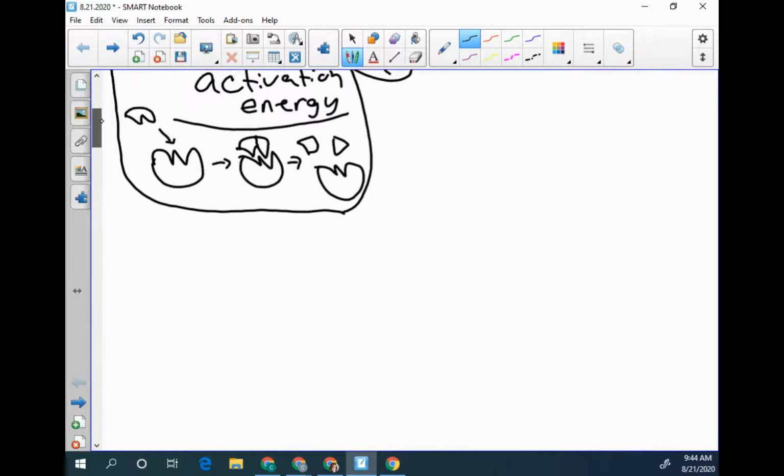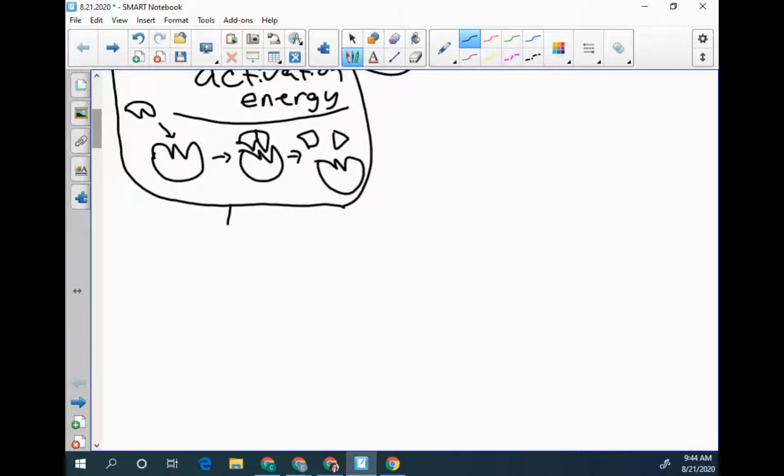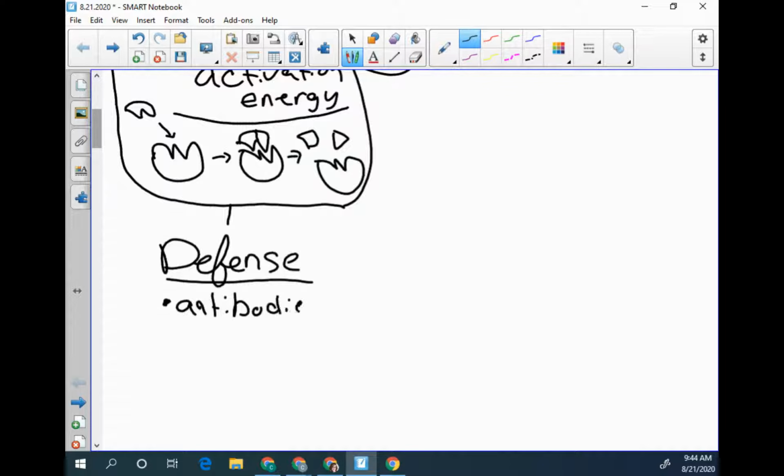All right. Next protein function, defense. The example I have here are antibodies. So antibodies are proteins that exist on the outside of our cells that help us identify what is us and what is foreign, what we should attack.